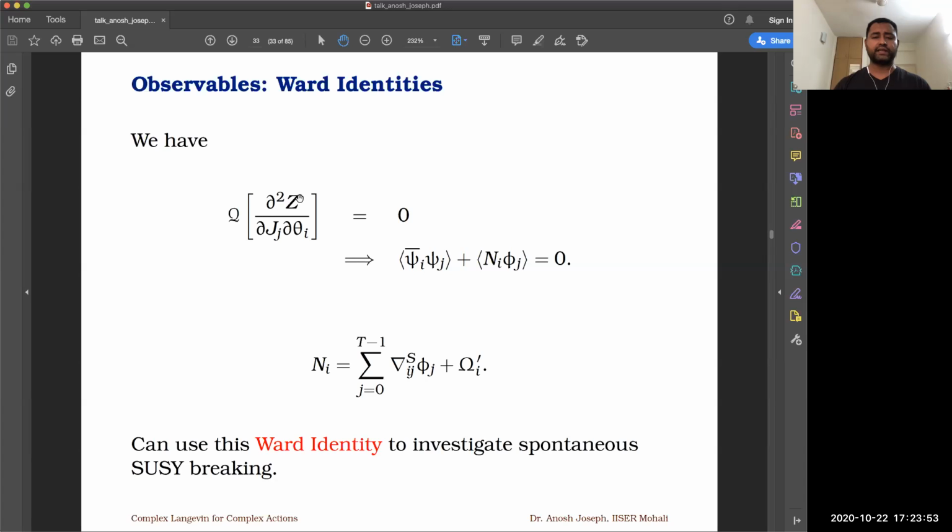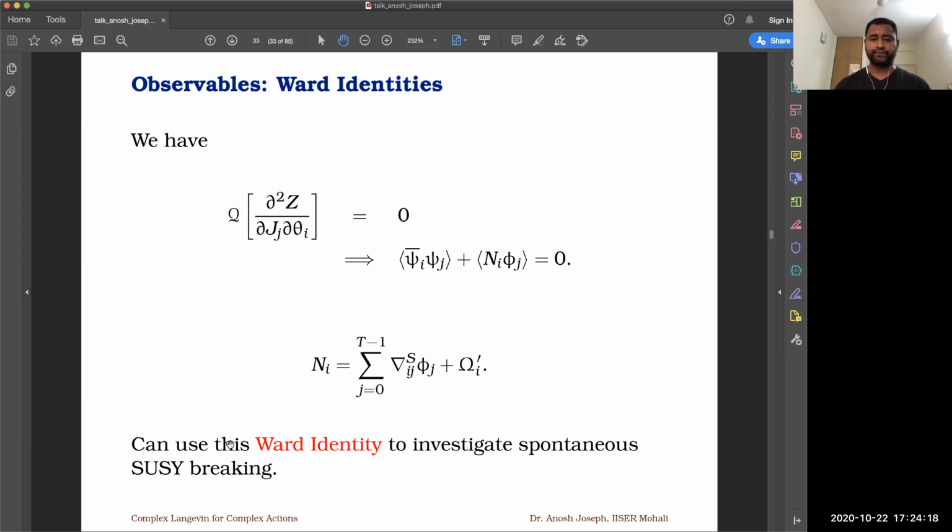Take the second derivative of Z with respect to j and theta, then the Q variation of it should be 0. Once we simplify all this, we get something like this: a constraint among fields, and here n_i is this. On the lattice, we can compute the first term, and also the second term separately, and we can add them up, and we should get 0.